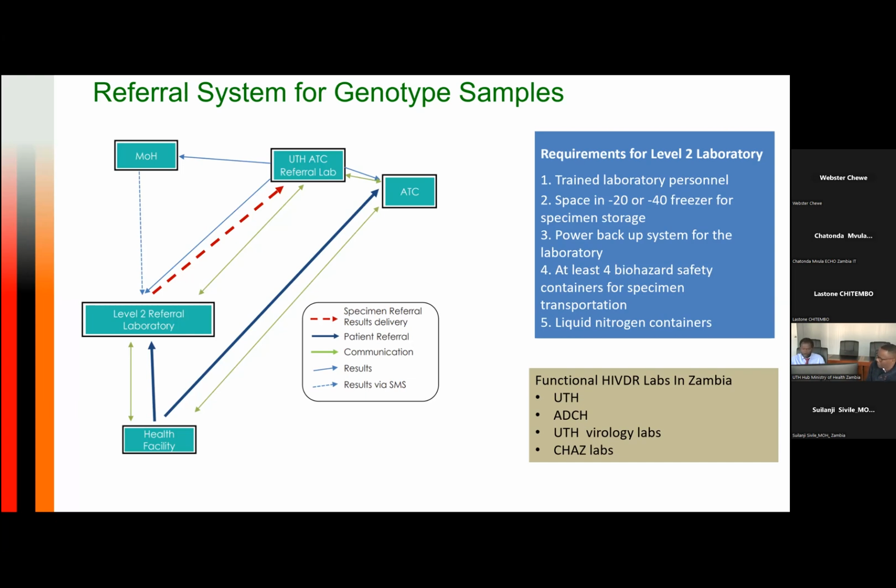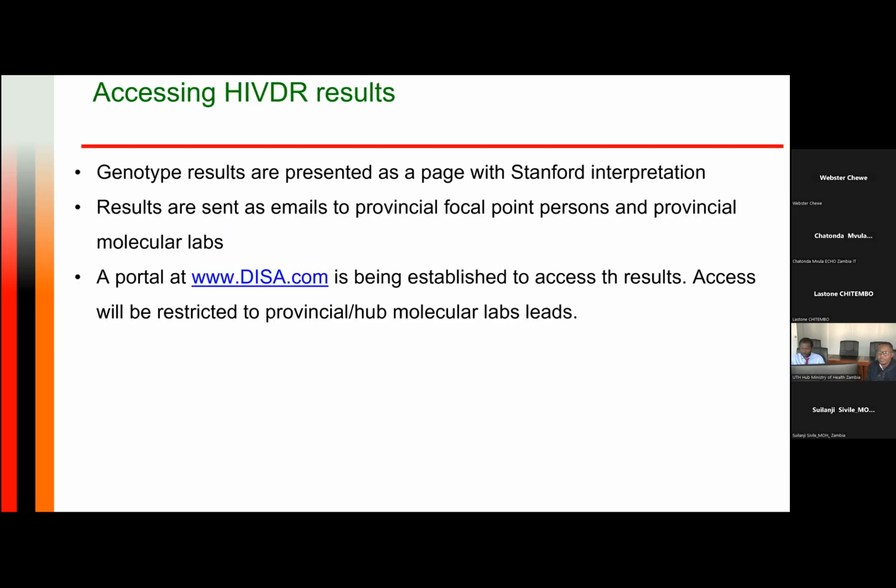Lastly, I wanted to make mention of the fact that we've been having challenges with results being sent to facilities. So what we are trying to do as a lab is to see how best we can improve that situation. We are trying to come up with modalities or ways to improve, especially ensuring that the sample that comes to ETH reaches the intended facility, so that the clinician who is seeing that patient can attend to the patient when the results are ready. Thank you very much.